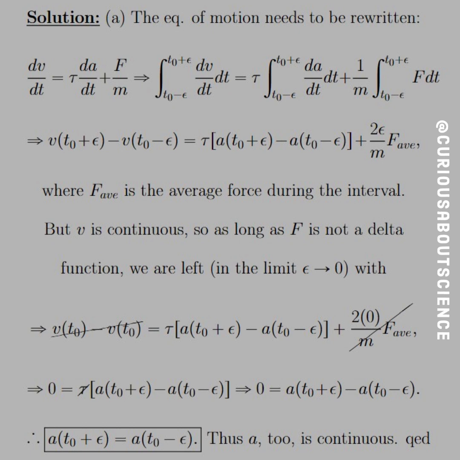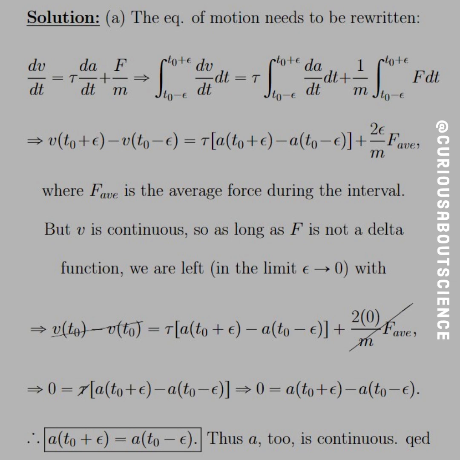Here, if we integrate from t naught minus epsilon to t naught plus epsilon, what we see is that the dv cancels with the dt, so we're just evaluating the velocity, and we get v of t naught plus epsilon minus v of t naught minus epsilon. Similarly here, we get the same setup, except now we have to multiply by tau. The thing about this force here is that we can push it on through, but we use the force average during this interval since that could be changing with time and we don't know what it is.